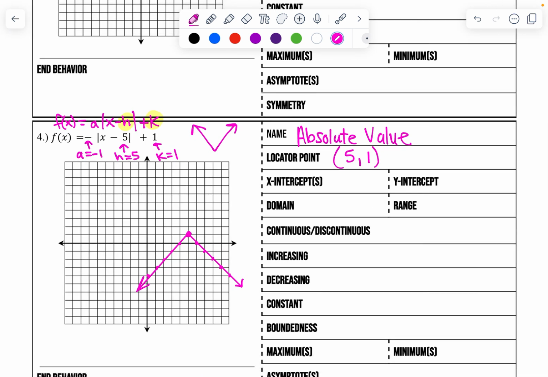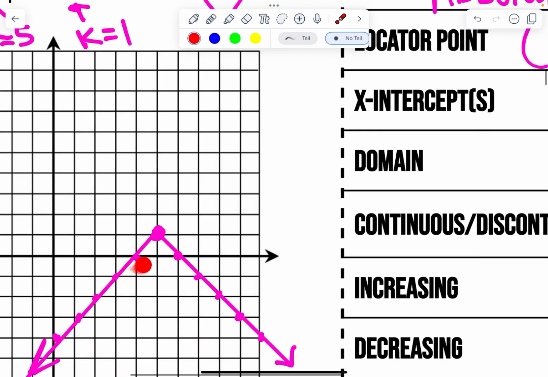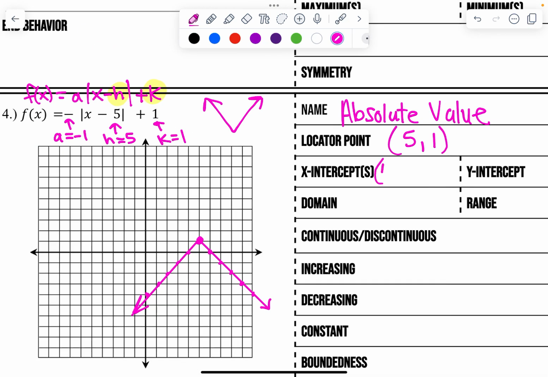For x-intercepts, we're seeing it touch the x-axis in 2 spots, right here and right here. So this is 4, 0, and 6, 0. Y-intercepts, so where it touches the y-axis, we see that right here, and that's 1, 2, 3, 4 down, so 0, -4.